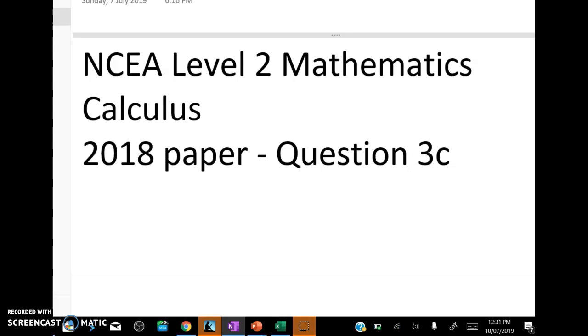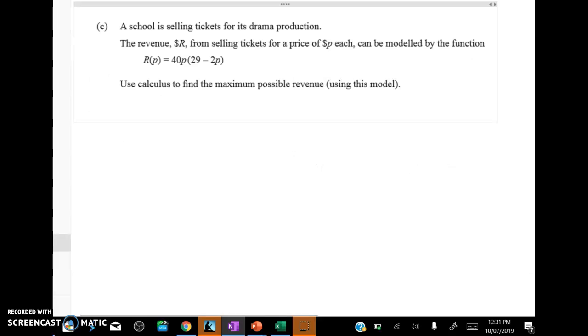Kia ora, here's question 3C from last year's Level 2 Calculus paper. I'm doing just this one little video in here because the excellence question is going to take quite a while, so this will be very short.